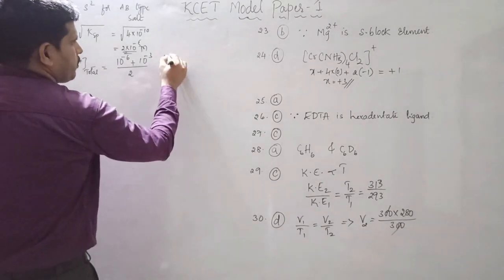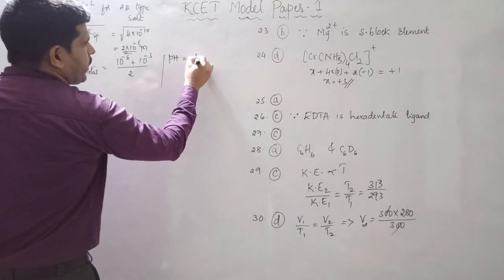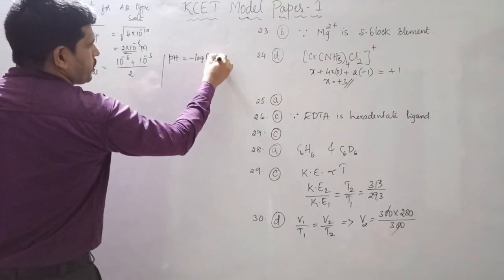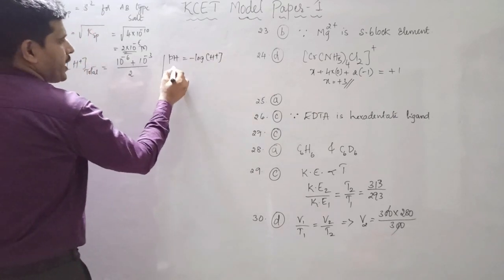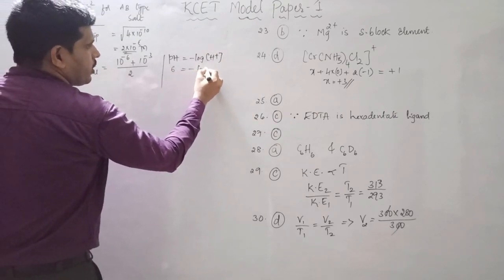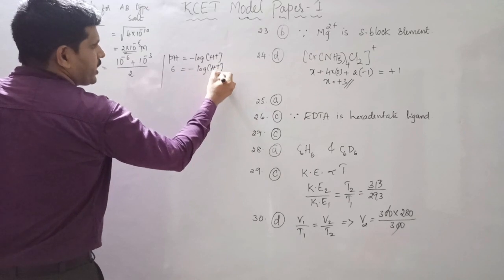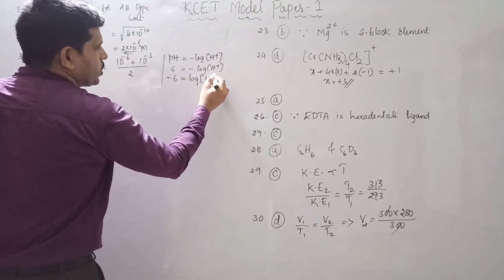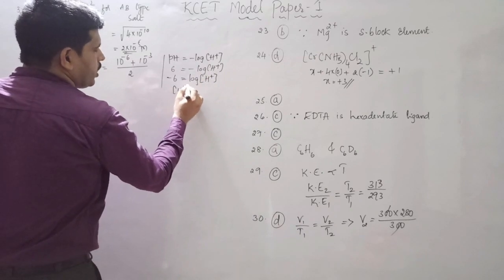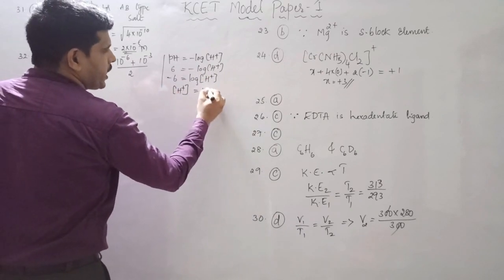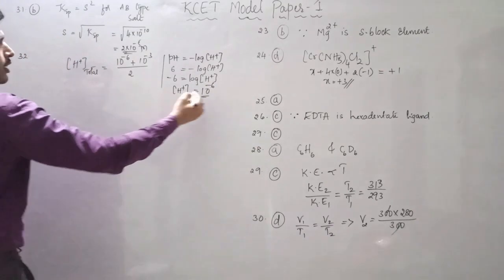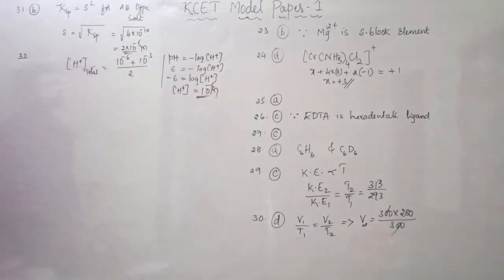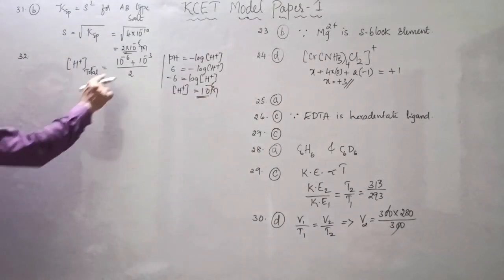So why is it so? pH equal to minus log of H plus concentration. This one you are supposed to know. Now pH 6 is equal to what? Minus log of H plus. So how to find out H plus? Minus 6 equal to log H plus. So H plus equals the anti-log, in the sense 10 to the power minus 6. Similarly, we have 10 to the minus 3 as the concentration of H plus.